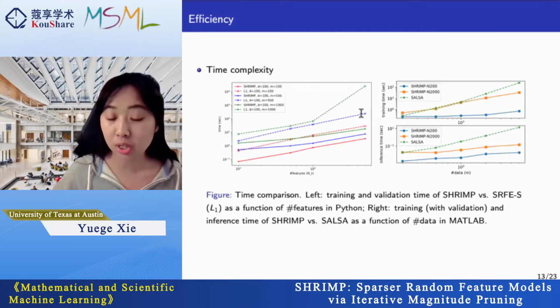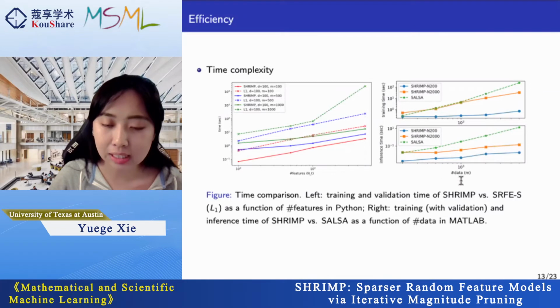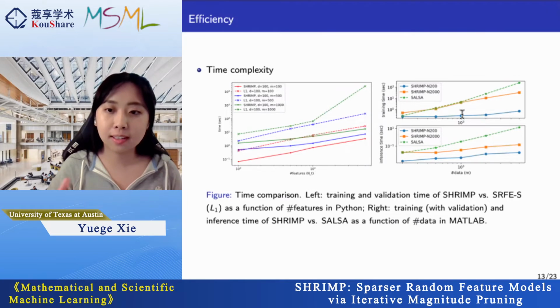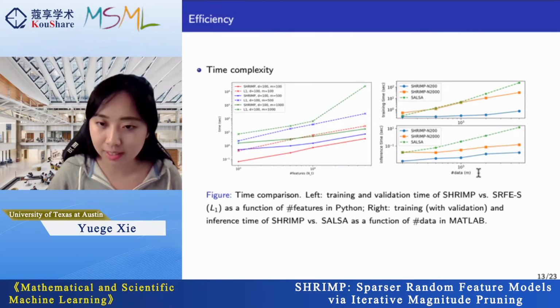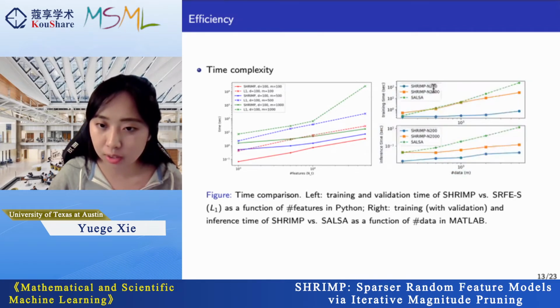sparse function approximators. And also we compare with SALSA with the increasing number of data. Since SALSA is a kernel-based method, it doesn't have the varying number of features. So we compare that with a varying number of data and with very different numbers of features for SHRIMP. So we can see that for both training and inference time, SHRIMP obtains better training and inference time than SALSA with the number of features as 200 and 2000.